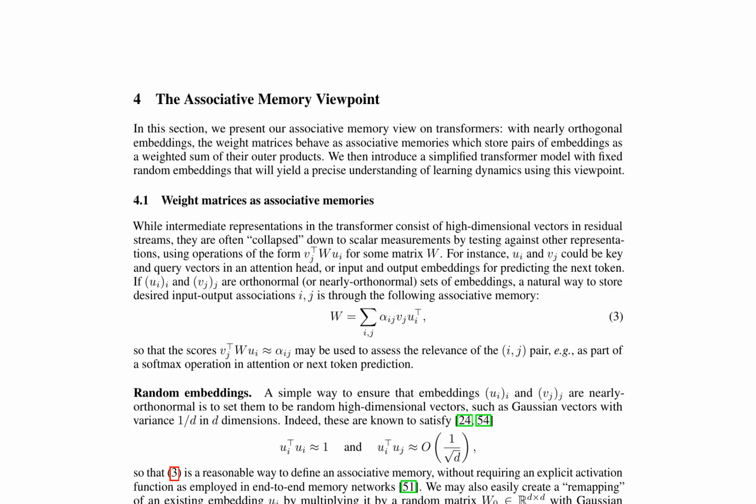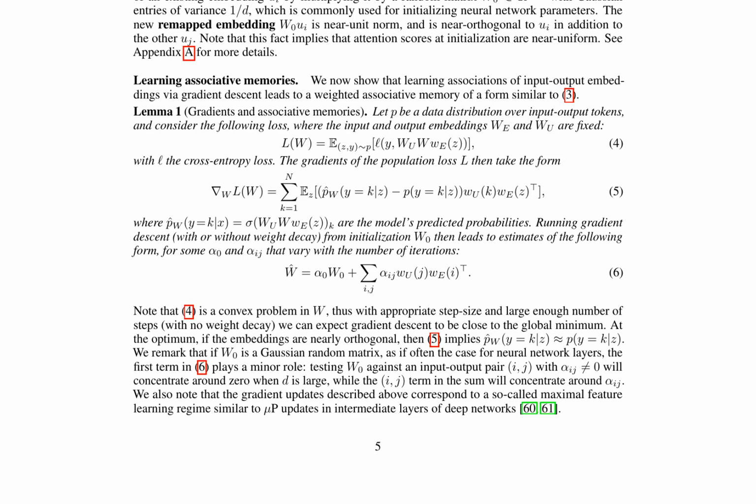In this section, we present an associative memory viewpoint on transformers, where weight matrices behave as associative memories storing pairs of embeddings as a weighted sum of their outer products. We introduce a simplified transformer model with fixed random embeddings to understand learning dynamics. The model freezes input, output, and positional embeddings throughout training, and fixes the key and query matrices to their random initialization. It trains the output embeddings to predict the next token.